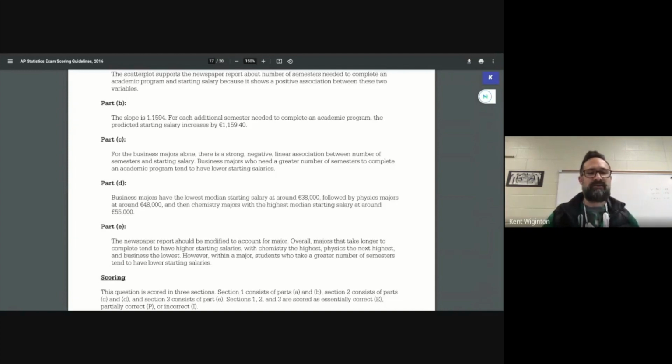So here's what they said. For part C, they said, for business majors alone, there's a strong negative linear association between the number of semesters and starting salary. Business majors who need a greater number of semesters to complete an academic program tended to have lower starting salaries. Part D, business majors have the lowest median starting salary at around 38,000 euro, followed by the physics at 48,000 euro, and the chemistry majors are the highest median salary starting around 55,000 euro.